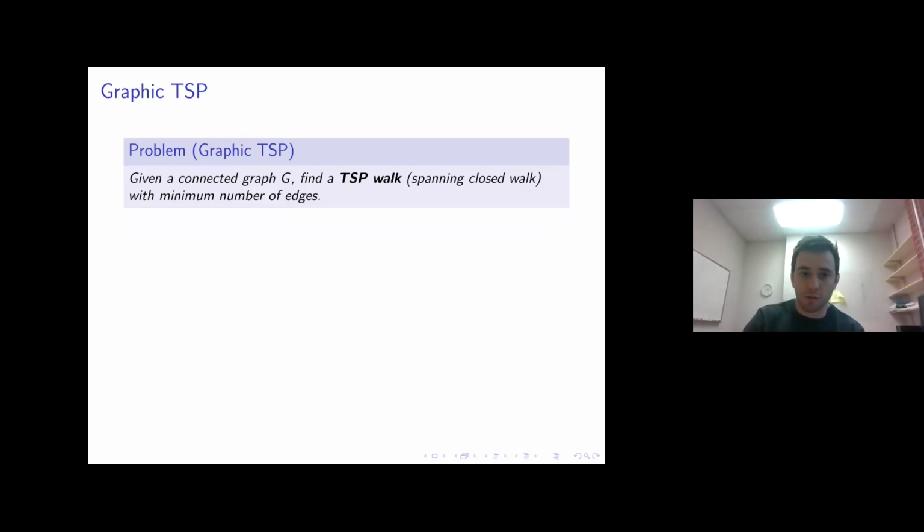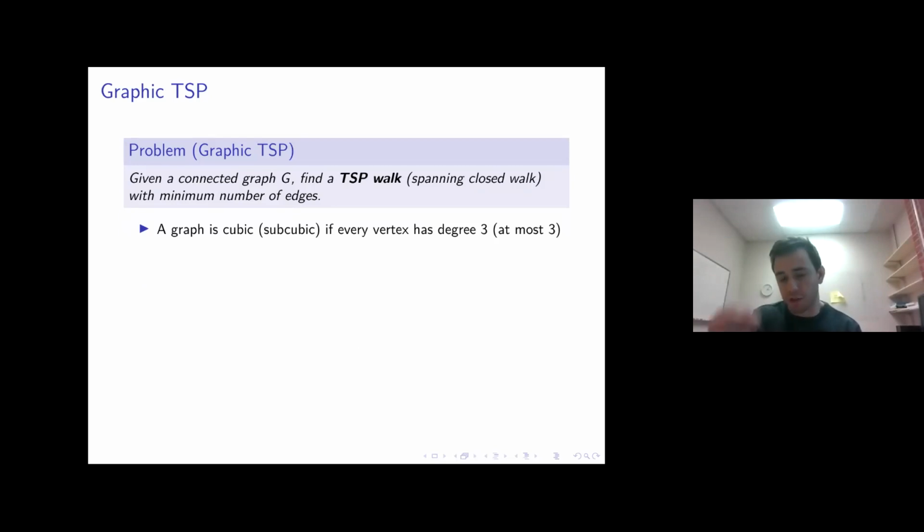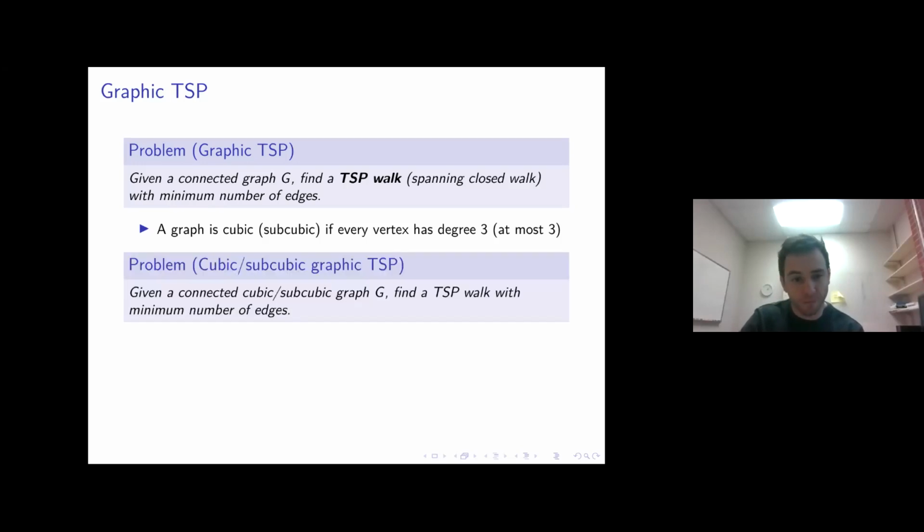One such special case is graphic TSP, where you are trying to find a spanning closed walk on a graph. To see how this is a special case of metric TSP, for any edge not in the graph, you can add an edge with weight equal to the shortest path between those vertices. Another special case is to consider cubic or subcubic graphs. A cubic graph is one in which every vertex has degree 3, and a subcubic graph is a graph where the max degree is 3. Cubic or subcubic graphic TSP is graphic TSP restricted to those respective graphs.